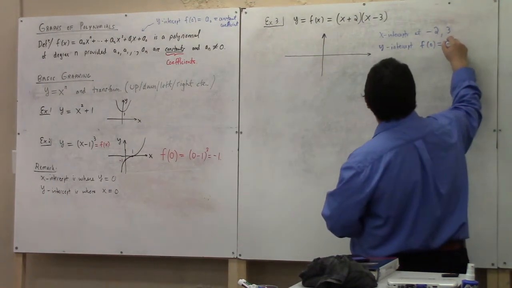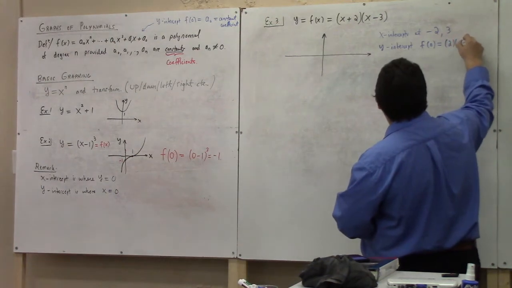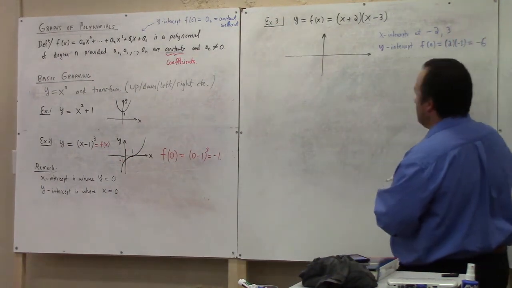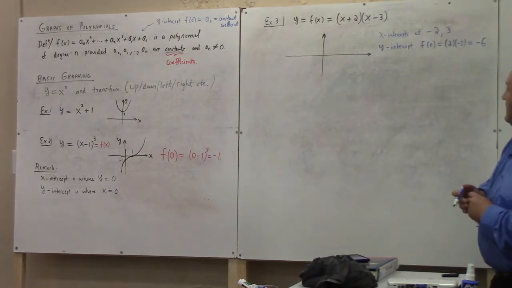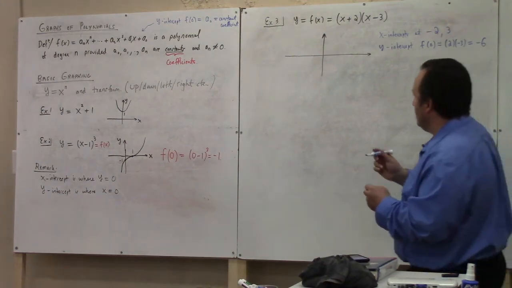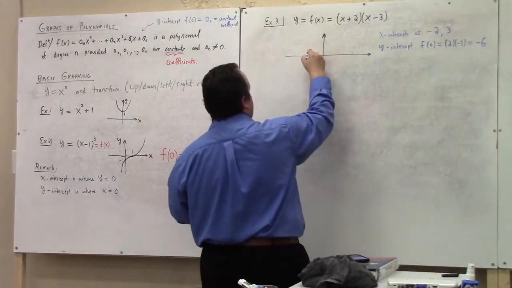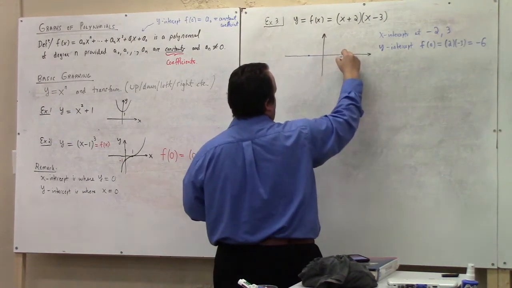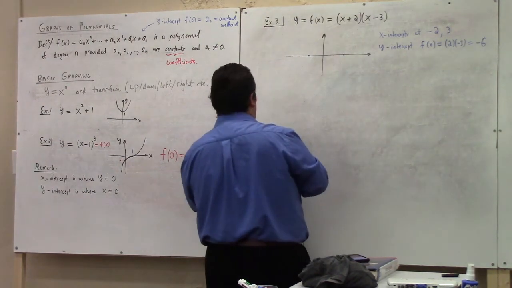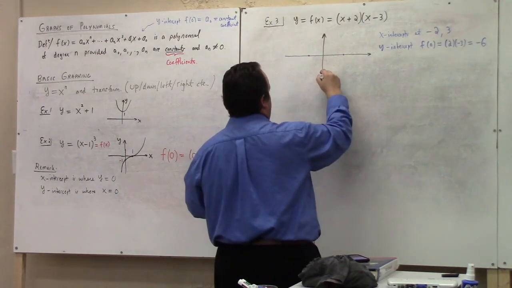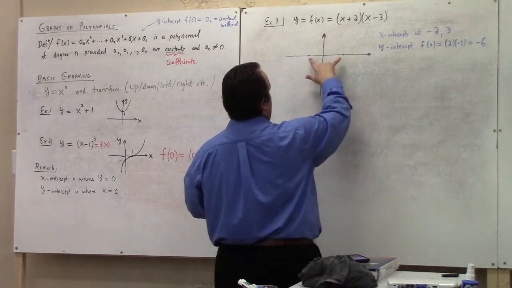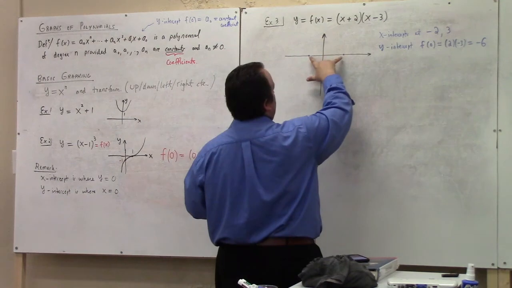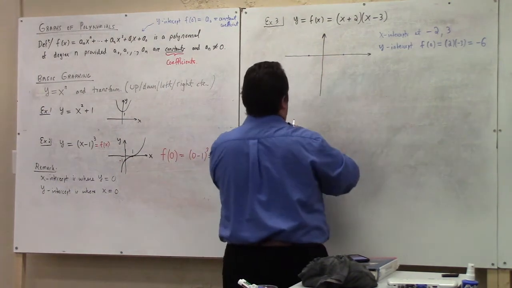Yeah, 2 times -3, right? Which is -6. So the y-intercept is -6, and the x-intercepts are -2, let's say here, and 3, over here. I'll give it a go to try to be somewhat accurate. It should be a little bit lower than that, somewhere down here.